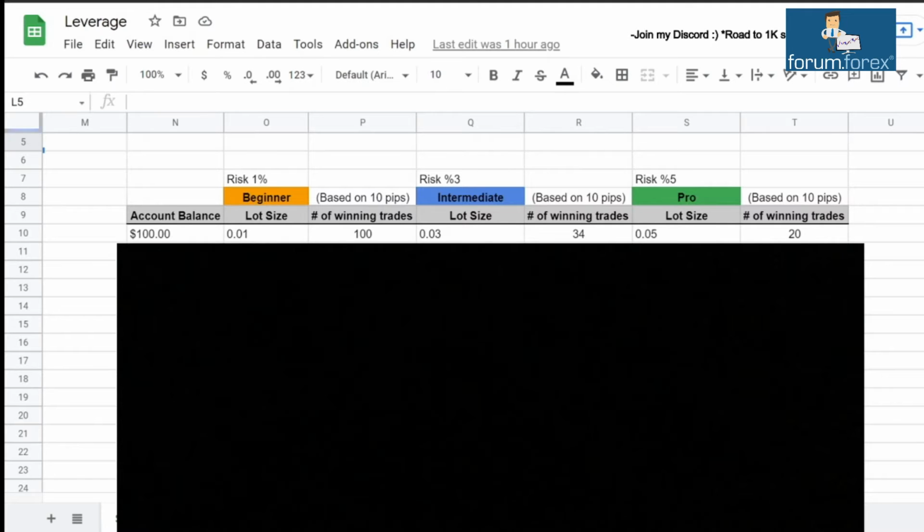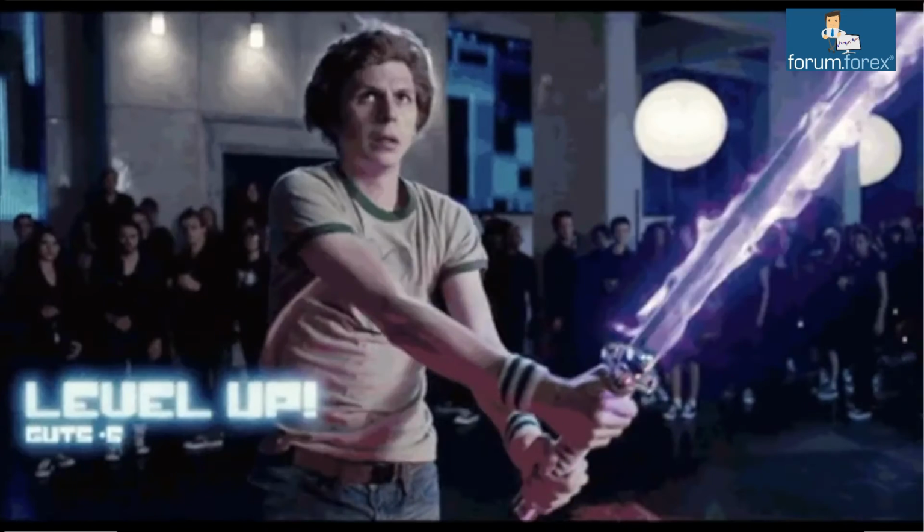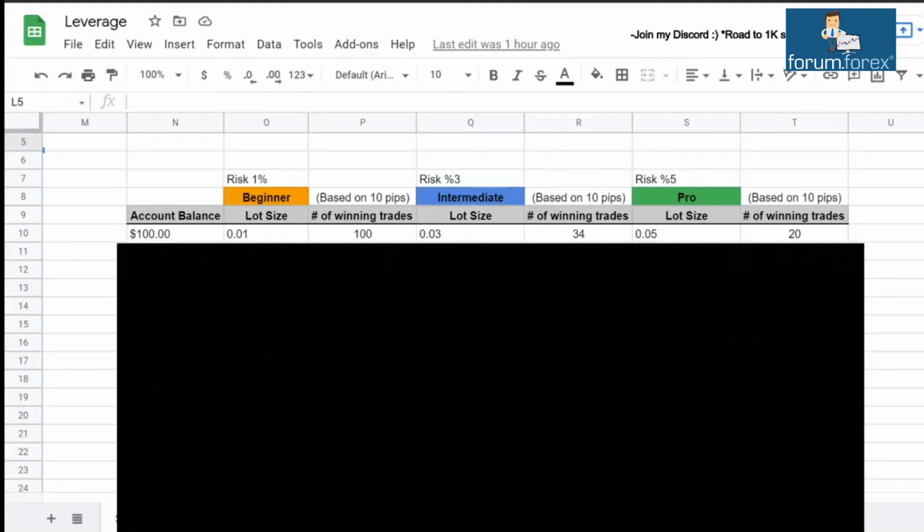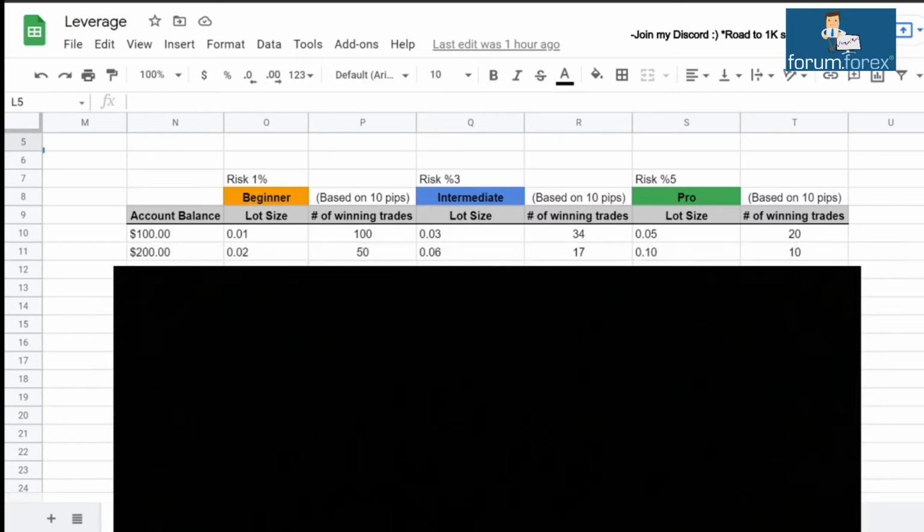Everyone following? Cool. Now what I have here is the number of winning trades it takes for you to get to the next level, right? So it would take you 100 winning trades to get to, drumroll, level 2, which would be $200, right? If you're in the intermediate stage, it would take you 34 wins to get to $200, and if you're in the pro stage, it would take you 20 wins to get to $200, and so on. So what I'm going to do is I'm going to hop on the charts and explain to you how I calculate this, and then we'll come back over here and we'll discuss each level.